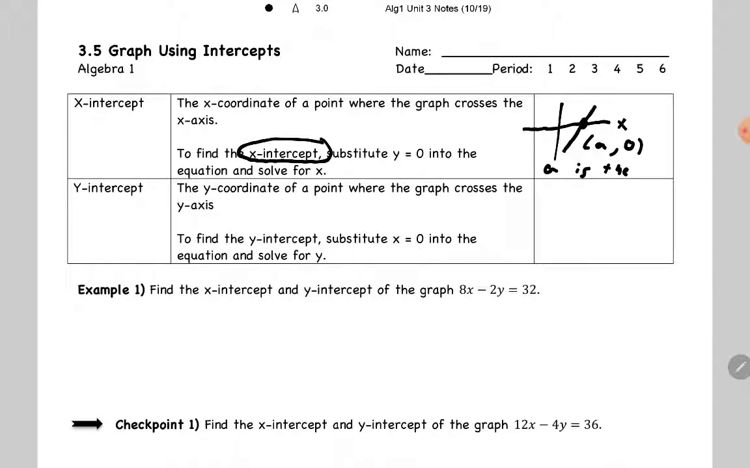Okay, the y-intercept is where it crosses the y-axis. So we have the y-axis here. That point would be the y-intercept, and we call that b, or 0 comma b, because it's 0 on the x, and then however many units down or up, in this case down. b is the y-intercept.